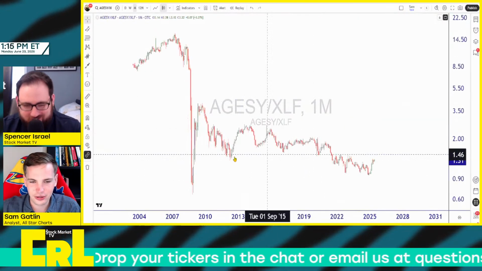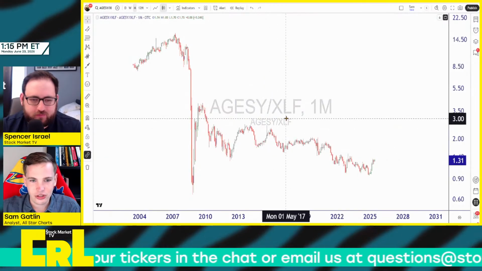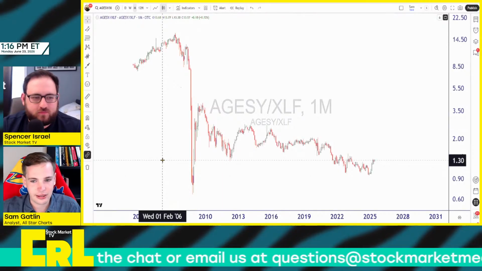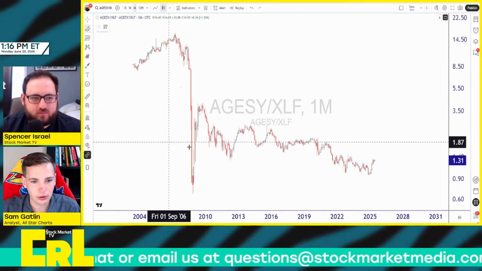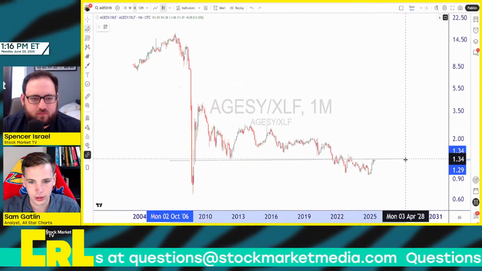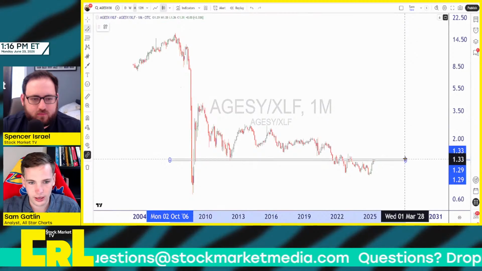Yeah, and you can see here, this is AGESY relative to the S&P 500 financial sector, and it's at a key level of interest here. This is the 2012 pivot low that it's coiling right at.